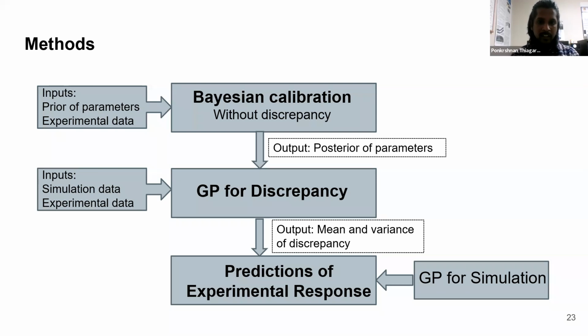Now, why do we need a Gaussian process? Because we do not know the functional form of the discrepancy function a priori. So we use a Gaussian process, which is a surrogate model, to fit the discrepancy. Now, once we have this GP for discrepancy, a Gaussian process can also be fit for simulation, and together these two can predict the experimental response along with the uncertainties associated with them.